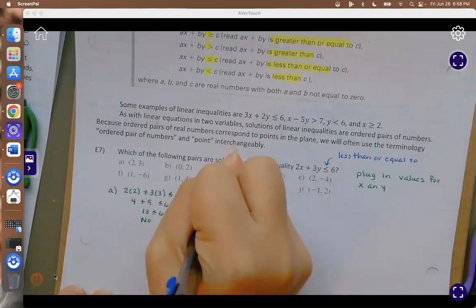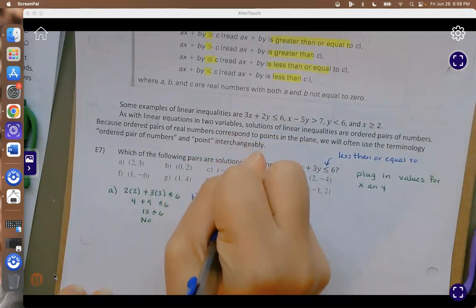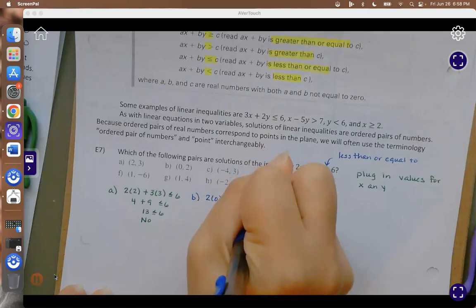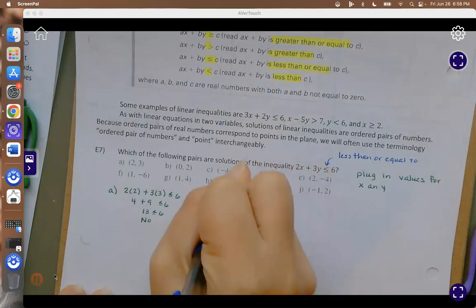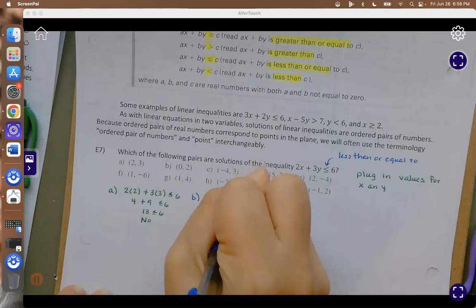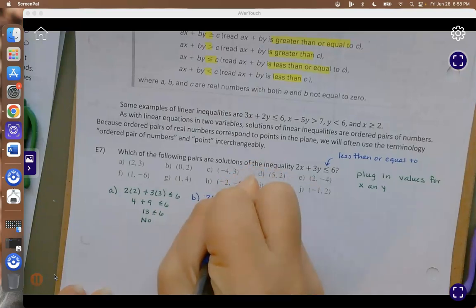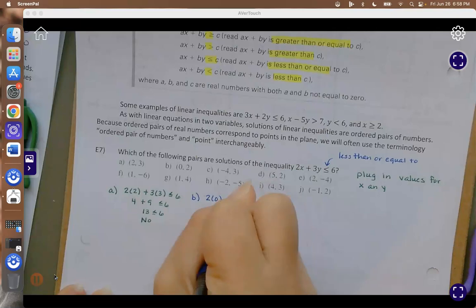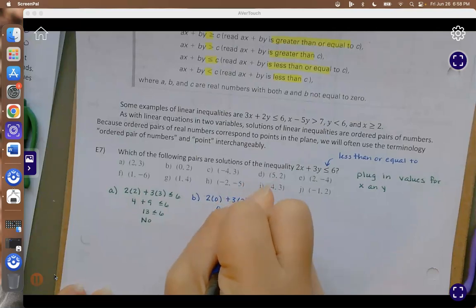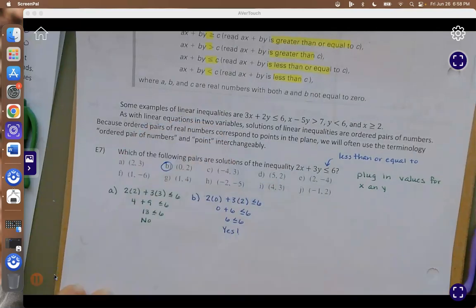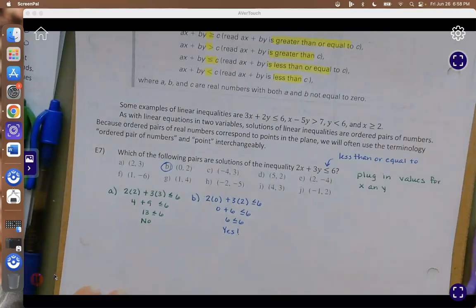2 times 0 plus 3 times 2. We want to know, is that less than or equal to 6? And it's equal to 6, so this is a true statement. So that one works. Alright, let's go to the next one.